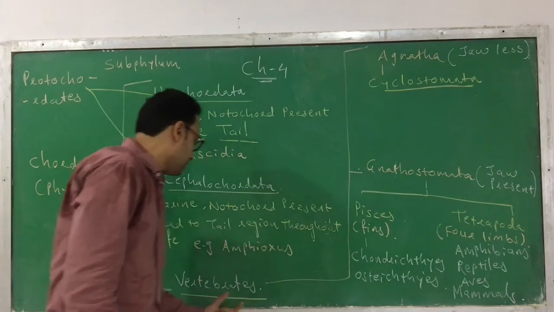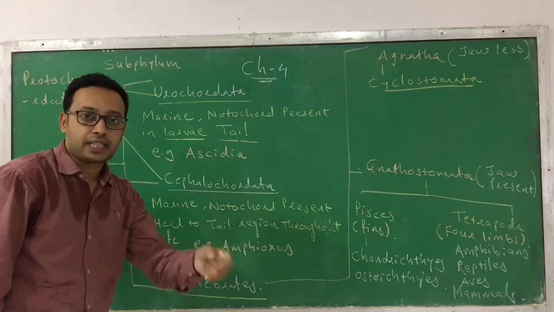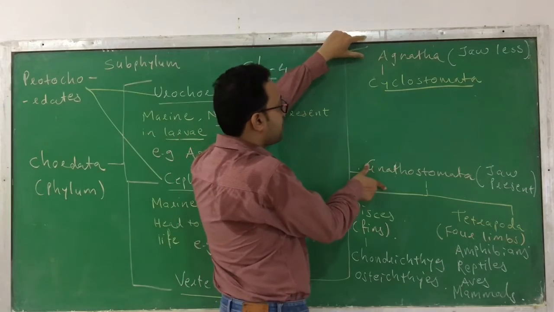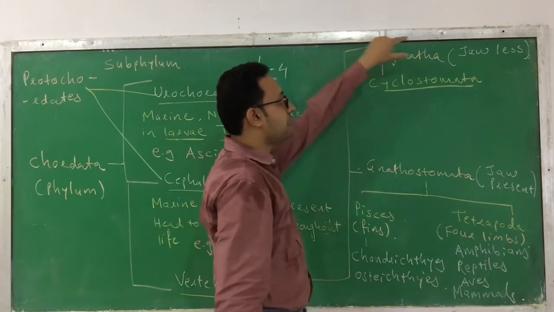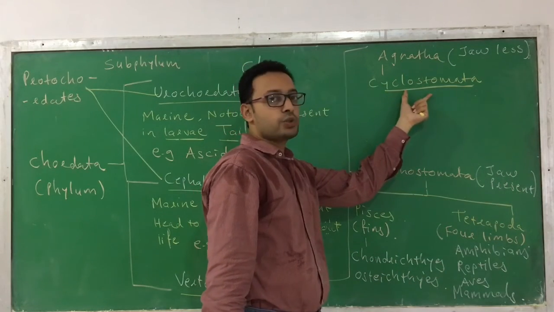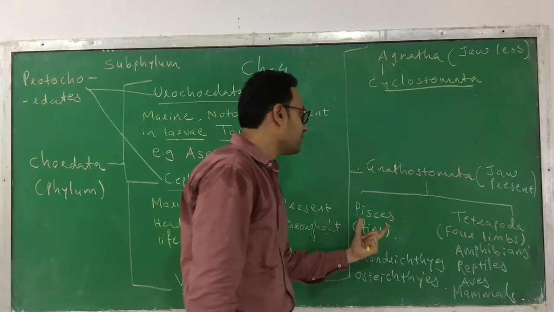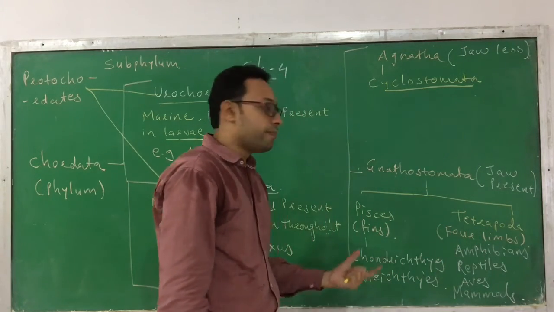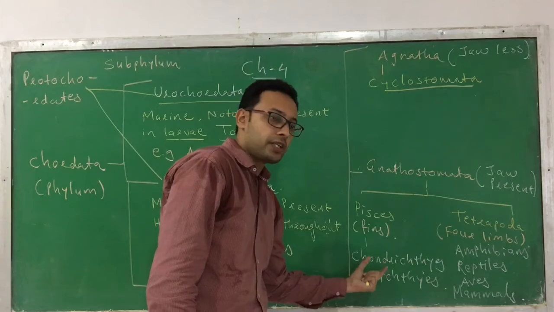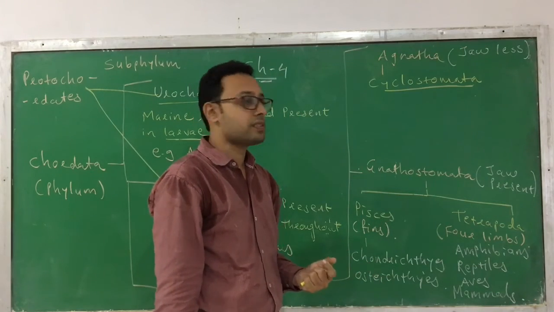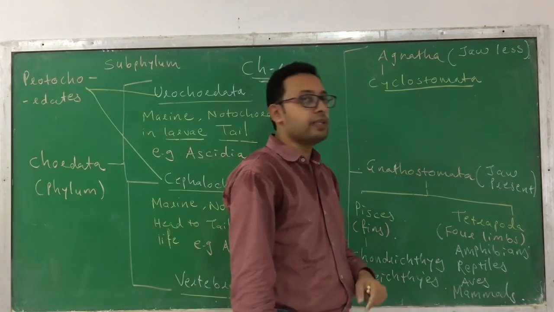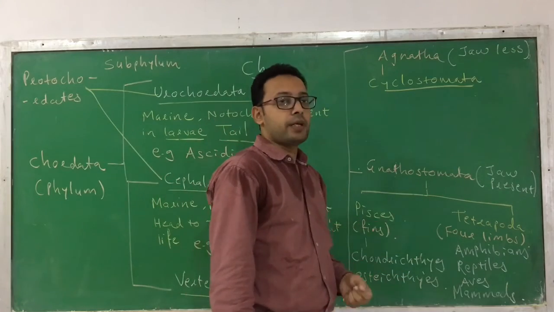Again I repeat, in vertebrates the notochord converts to a bony or cartilaginous vertebral column, which is divided into two parts, Agnatha and Gnathostomata. In Agnatha, the jaw is absent. In Gnathostomata, jaw is present. Agnatha further divides into Cyclostomata. Gnathostomata further divides into Pisces and Tetrapoda. Pisces means those who have the presence of fins, like the classes Chondrichthyes and Osteichthyes. Tetrapoda means they have four limbs: amphibians, reptiles, Aves and the mammals fall under the Tetrapoda.